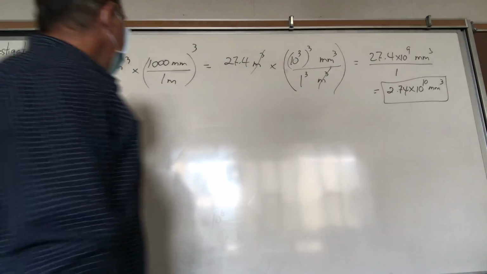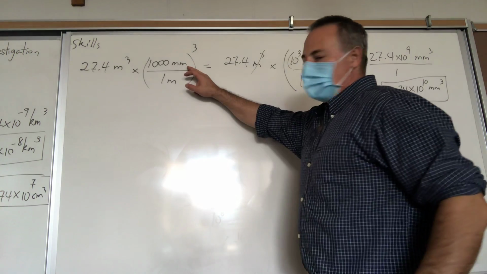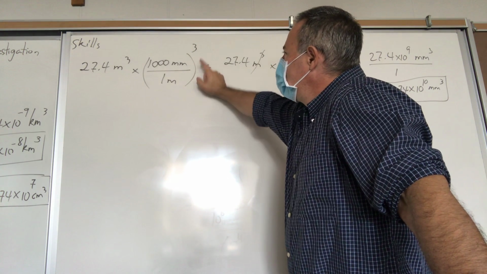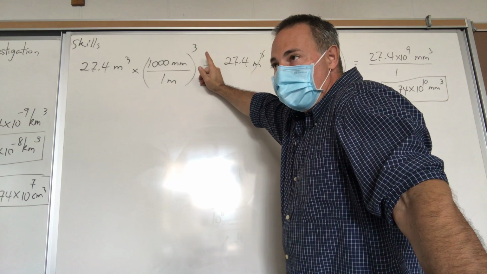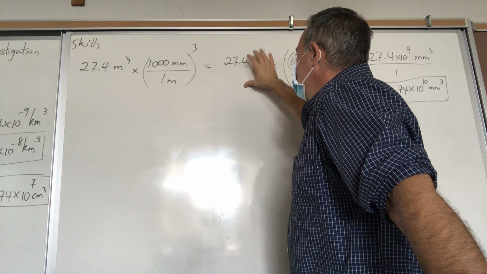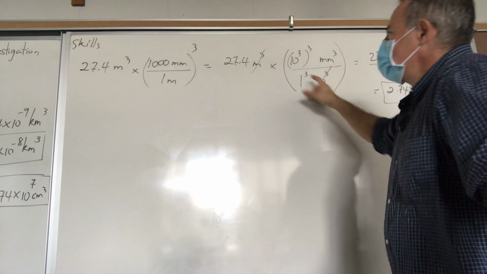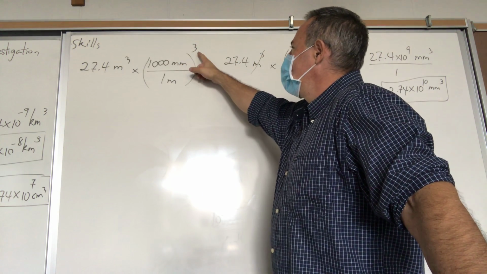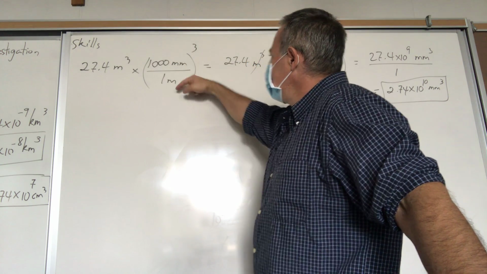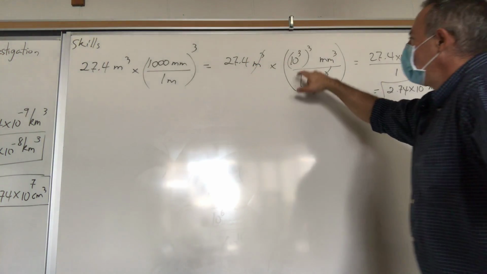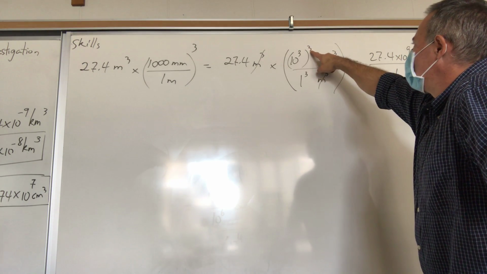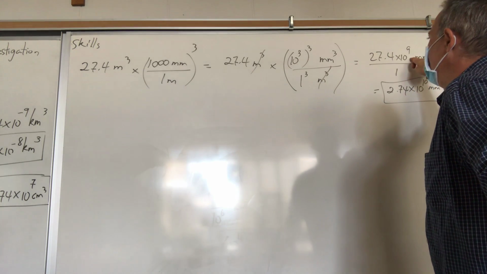Okay. So the first step is to realize that there's 1,000 millimeters in 1 meter. Then we're going to raise it to the power of 3 because we're doing a volume conversion. And we rewrite the 27.4 because it's going to allow us to distribute the cubed into that conversion factor. So 1,000 cubed, millimeters cubed, 1 cubed, meter cubed, that's what you get here. Another way of saying 1,000 is 10 to the power of 3, but then we're raising it to the power of 3 as well, so that's 10 to the power of 9.